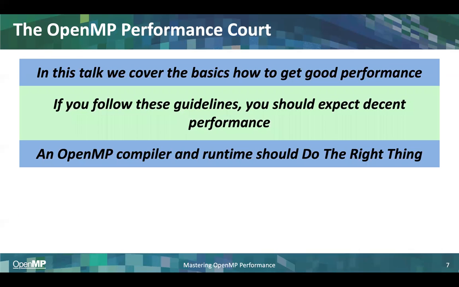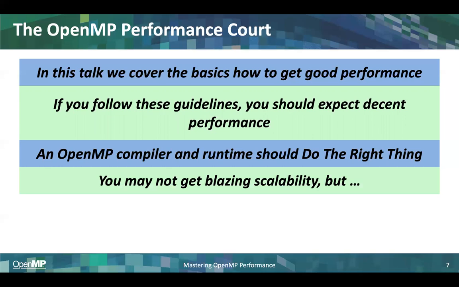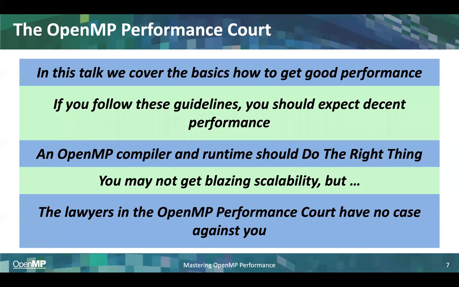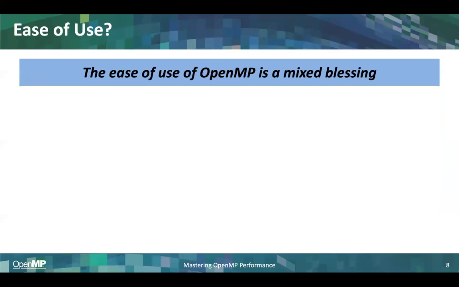And what do I mean by that? You get good performance out of the box. An OpenMP compiler and the runtime system should do the right thing for you. It should do what you expect it to do. You probably won't get blazing scalability to thousands of cores, but if you would ever have to go to the OpenMP performance court, the lawyers there will have no case against you. You did everything according to the book. So again, what I'm going to talk about will definitely get you going and improve the scalability of your application.